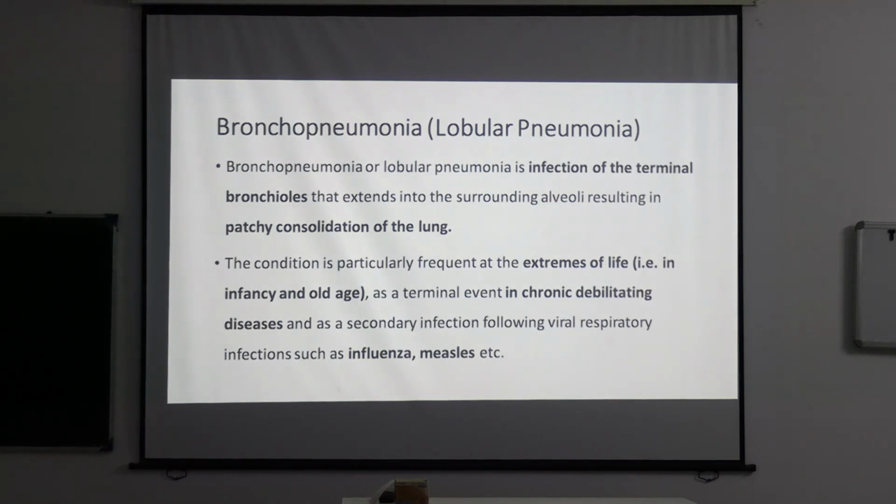So, bronchopneumonia or lobular pneumonia. These are the features of lobar pneumonia. This is lobular pneumonia or bronchopneumonia. Bronchopneumonia or lobular pneumonia is infection of the terminal bronchioles that escapes into the surrounding alveoli, resulting in patchy consolidation of the lung. Here the consolidation is patchy. The condition is particularly frequent at extremes of life, that is in infancy or old age, or due to influenza or measles.